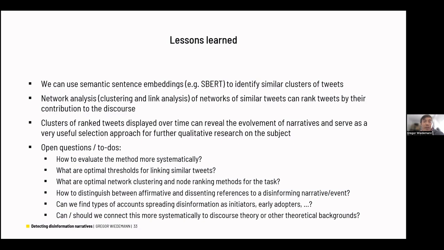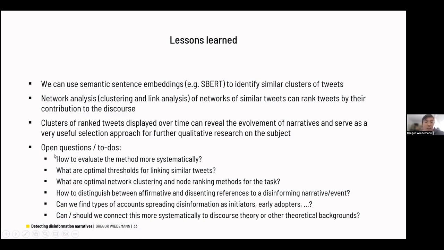There are network analysis procedures which are useful to rank tweets by their contribution to the discourse. And we can cluster ranked tweets and display them over time to reveal the evolvement of narratives. And this serves as a very useful selection approach for further qualitative inspection and qualitative research on the subject. But there are also a lot of open questions and things to do.